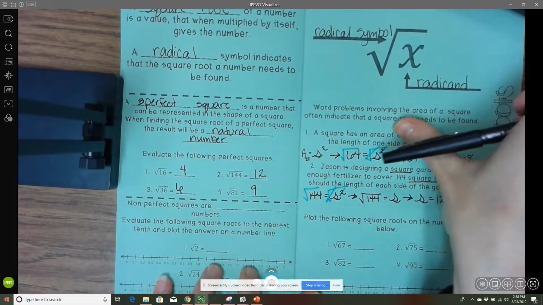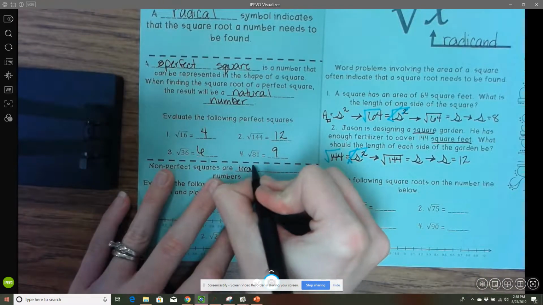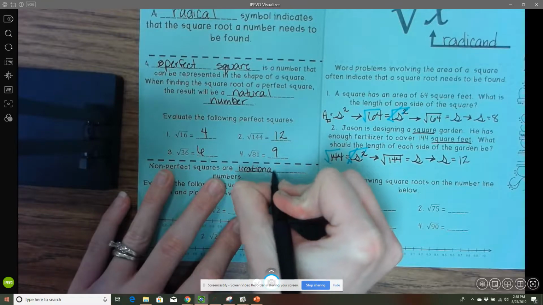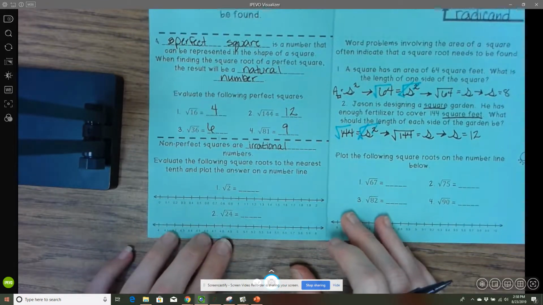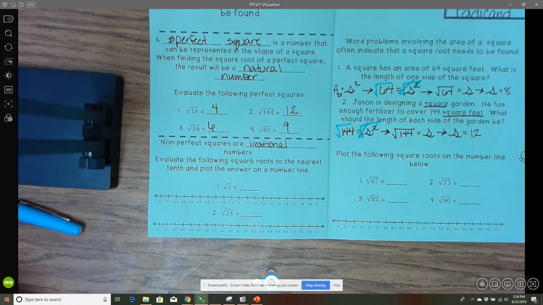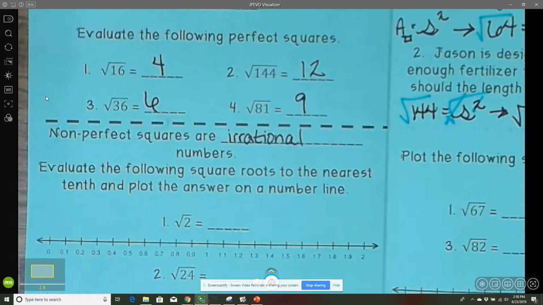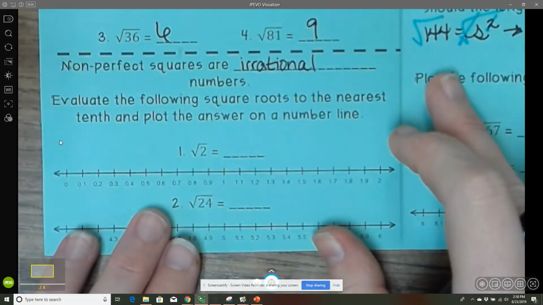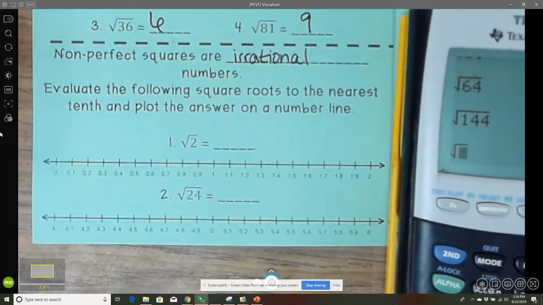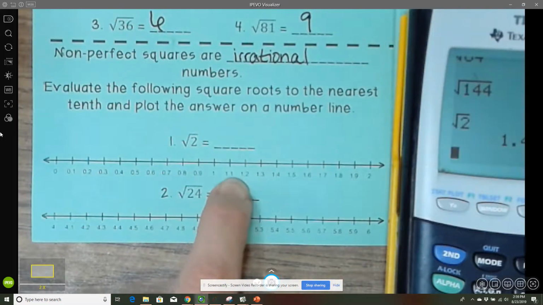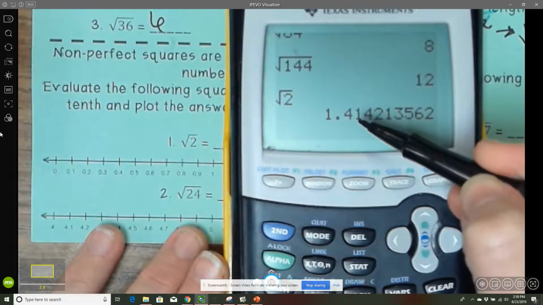All right, the next ones are on a number line. Non-perfect squares are going to be irrational numbers, and we'll talk more about irrational numbers later. It says evaluate the following square roots to the nearest tenth and plot the answer on a number line. I'm going to zoom in a little bit so you can see these number lines better. We're going to find the square root of 2. You can see on my number line here, it's to 1 decimal place. So we're going to round our answer to 2 decimal places.